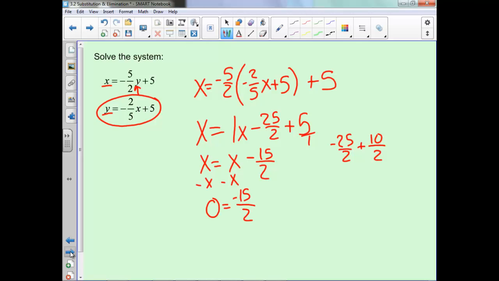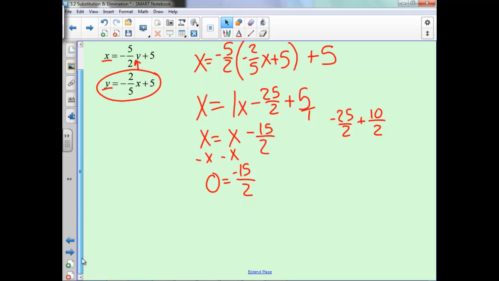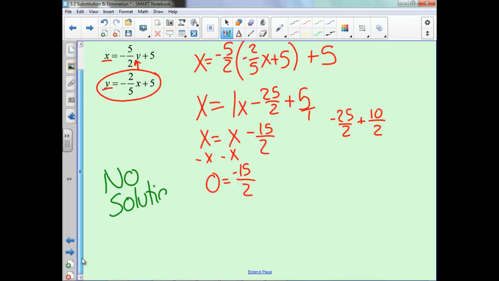We'll get 0 equals negative 15 halves. Well, 0 doesn't equal negative 15 halves. So what this tells us is there is no solution. So this means the lines don't intersect anywhere.